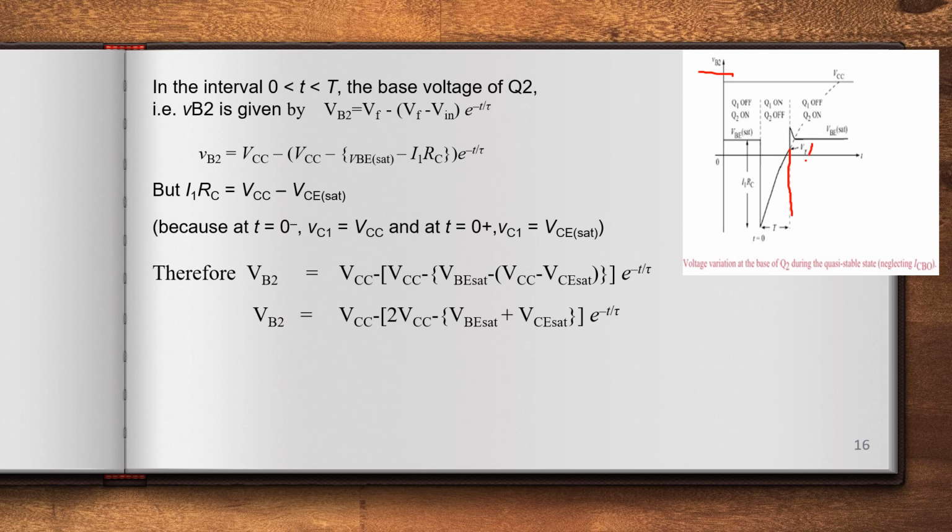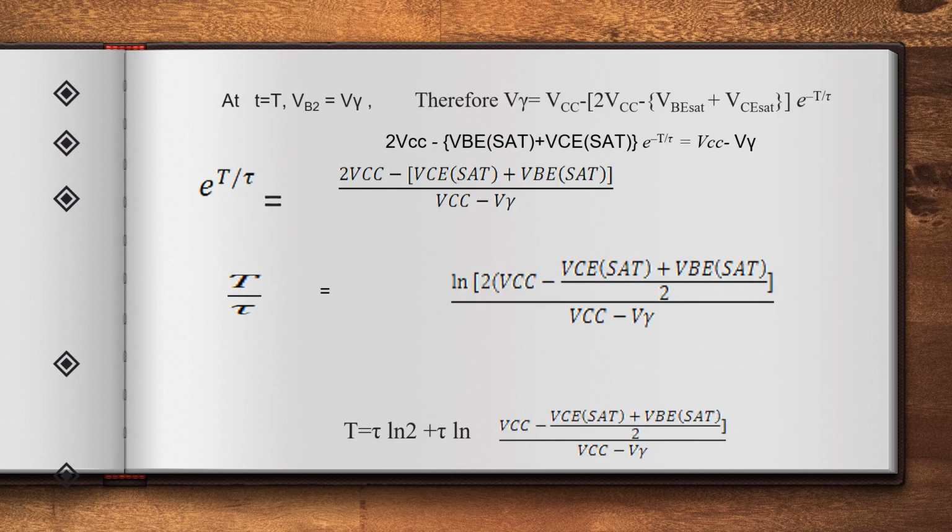V gamma. Now replace VB2 by V gamma at t equals capital T. So at t equals capital T, VB2 equals V gamma. Therefore V gamma equals VCC minus the same expression you can write here. You can bring this expression to the left side: 2 VCC minus VB sat plus VC sat into e power minus t by tau equals VCC minus V gamma.